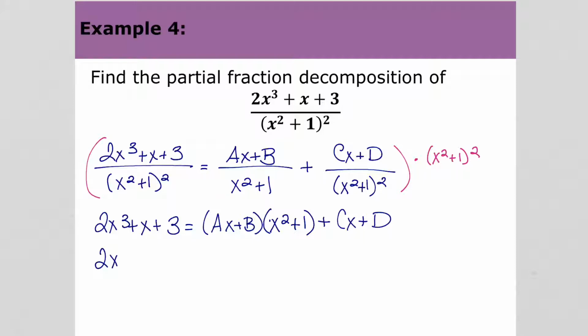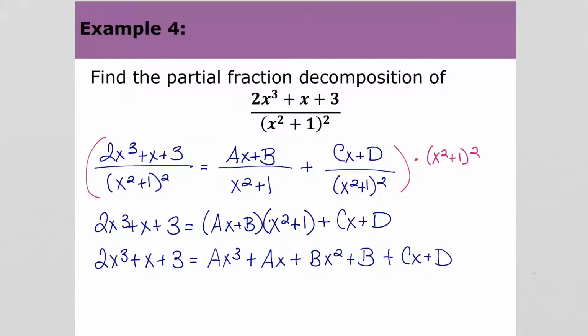Okay, so then we just need to FOIL here. So ax times x squared is, wait a minute, ax cubed. Ax times 1 is ax. Bx times x squared is bx squared. And b times 1 is b. Then our cx plus d tags along.